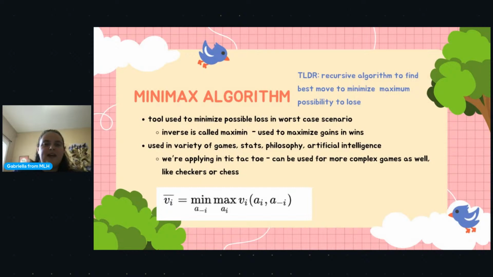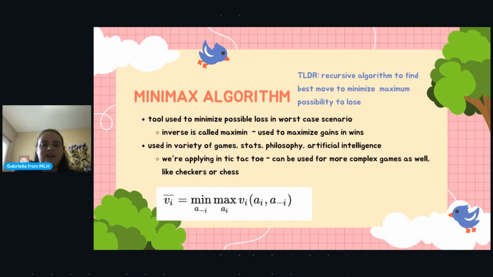Today, we're applying it to Tic-Tac-Toe, which is a pretty simple two-person game, but you can apply it to more complex games, whether that be something like checkers, where it's a little bit more complex than Tic-Tac-Toe, or chess, where it's much more complex. There's a lot more rules, a lot more players, and a lot more specific moves that the algorithm will need to detect.